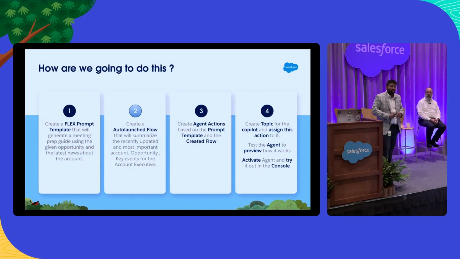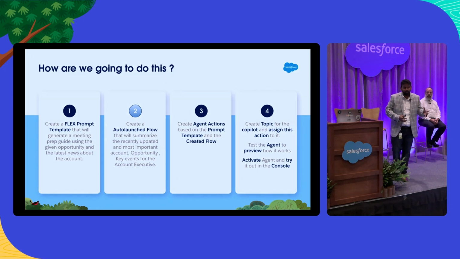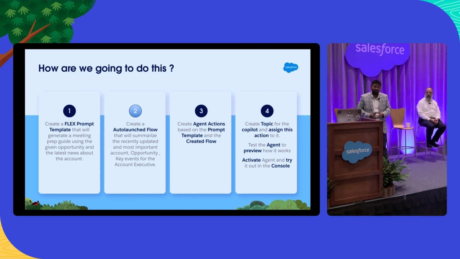So for the first part of it, getting that meeting plan, we're going to use a flex prompt template that's going to take in 2 inputs. It's going to take in the opportunity, and it's going to take in the latest news. It's going to take those 2 and provide a meeting plan. And if we get to the second use case, we're going to be using an auto launch flow. Again, now it's flows versus prompt templates. We're going to use that flow to get the key events, top opportunities, top accounts, and all that information.